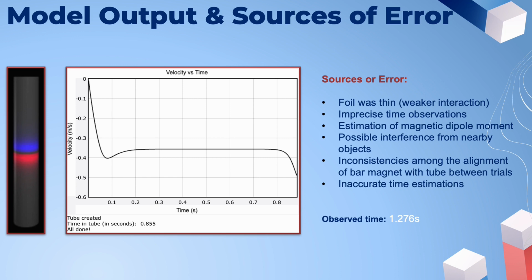Some sources of error here are that my foil was pretty thin, which could have impacted the interaction between the magnet and the foil, and there were definitely some imprecise time observations. There could have been surrounding interactions and inconsistencies among the alignment of the magnet with the tube.